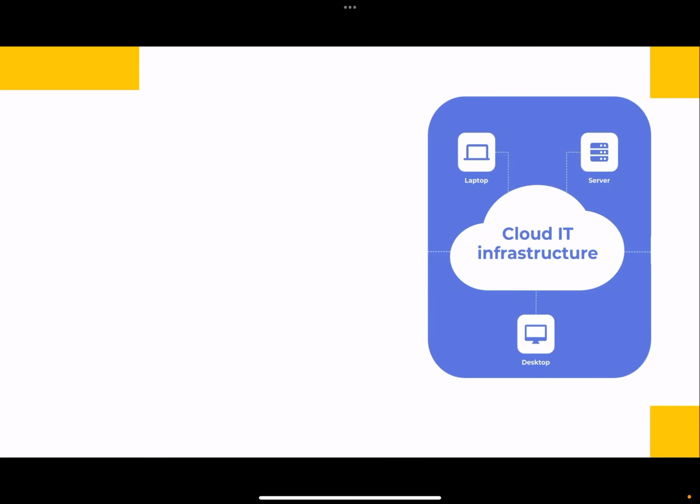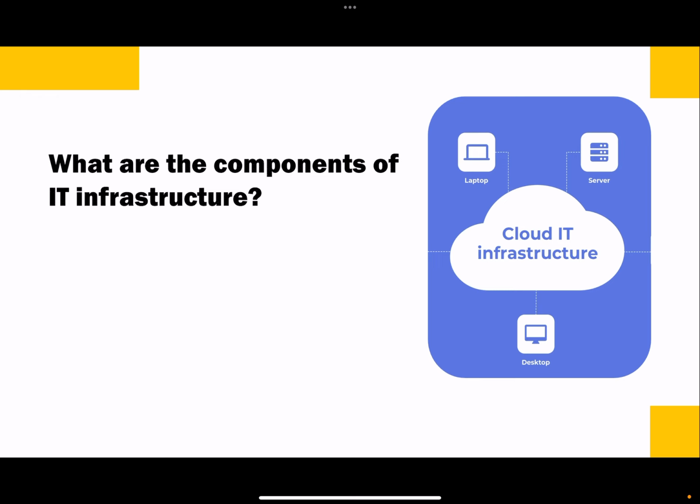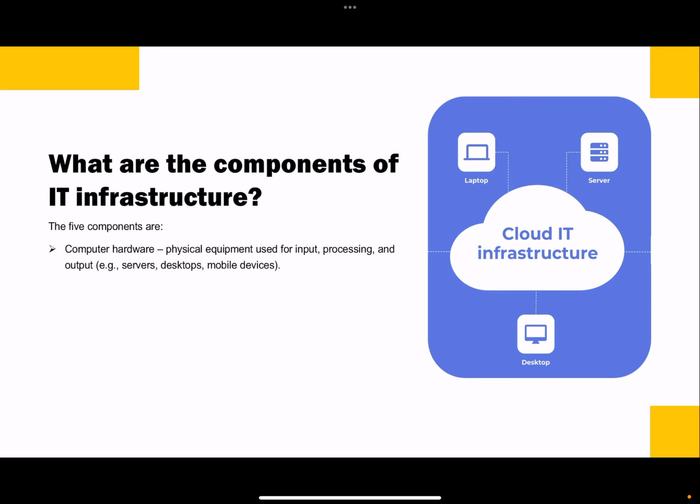So, cloud IT infrastructure. What are the components of IT infrastructure? There are 5 components. First, computer hardware: physical equipment used for input, processing, and output, like servers and desktops and mobile devices.